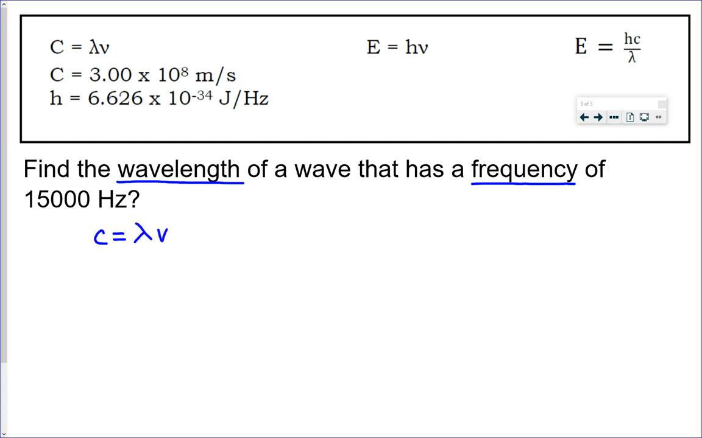Plugging in our numbers here, we get 3E8, or I should probably write out here 3.00E8, just to keep my sig figs intact, equals lambda, this time is our unknown, so we'll leave lambda there, and then nu is the frequency, and that's 15,000.